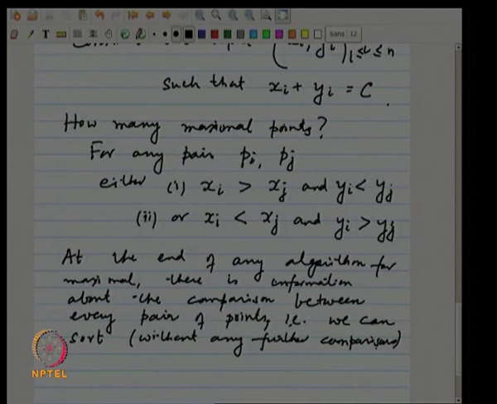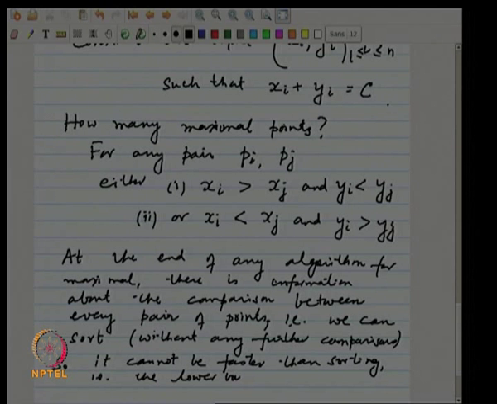It does not mean that every pair of points has been compared, but there should be enough information in the end so that if you pick any two points, we should know either condition 1 is satisfied or condition 2 is satisfied, which means that now with this information one can sort. So, it cannot be faster than sorting; the lower bound of sorting applies.